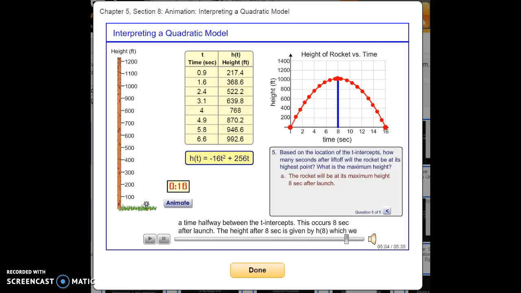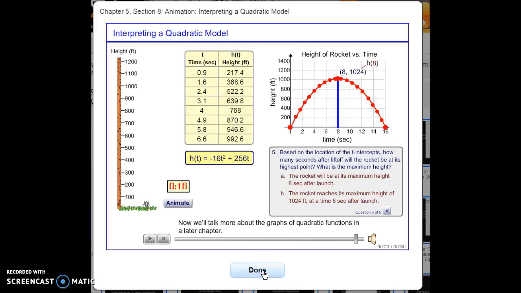The height after 8 seconds is given by h of 8, which we found in question 1 to be 1,024 feet. So the rocket reaches its maximum height of 1,024 feet at a time 8 seconds after launch.